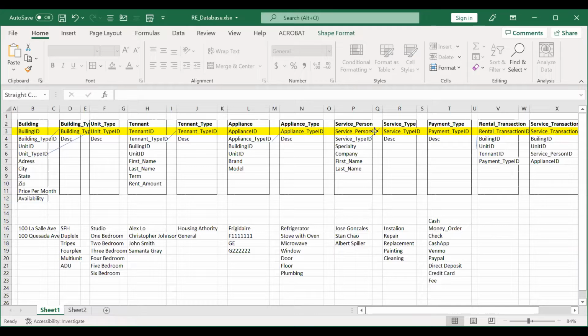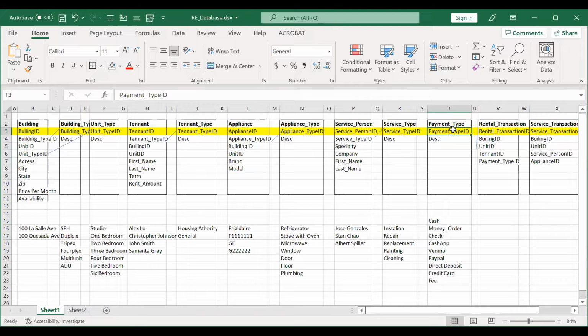Okay, so I didn't want to create a complicated database, but that's what it is. It became too complicated right now. I shouldn't have done it that big. Okay, so anyway, you see that they're all kind of related with each other, right? As long as all the tables are related, and building ID obviously is related to building ID. Payment type ID is related to service transaction, payment type ID.